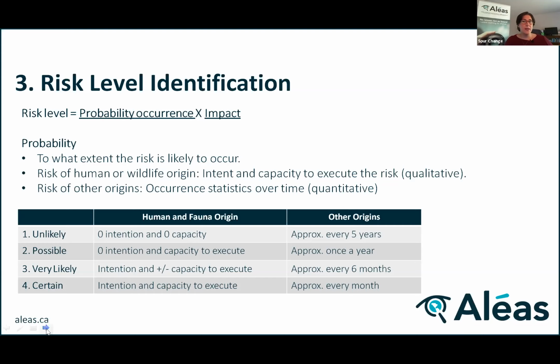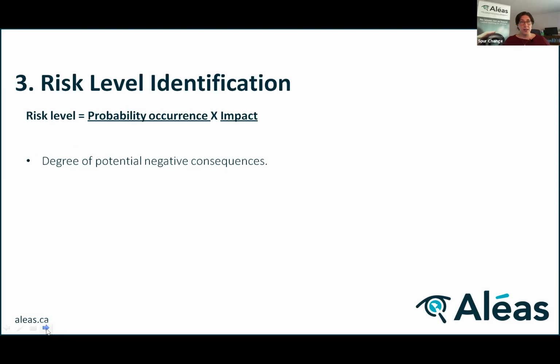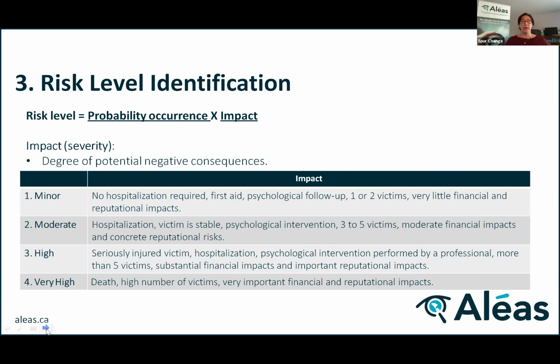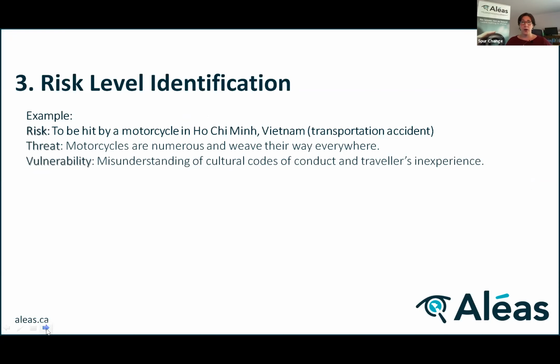And then impact. The impact is the degree of potential negative consequences. It is linked closely to the severity of something happening. So again, below here, you have a chart. And those are examples of how we would measure if an impact is minor, moderate, high, or very high. So what I've written there are examples of how you could classify the levels of impact, but this could be altered and customized to your own organization.